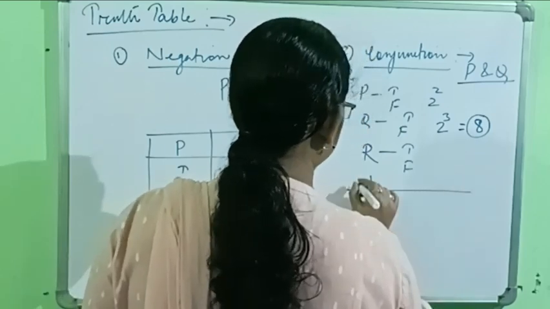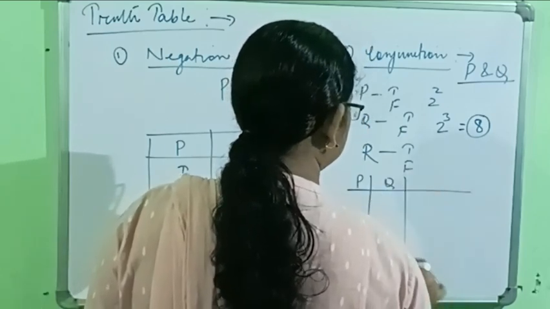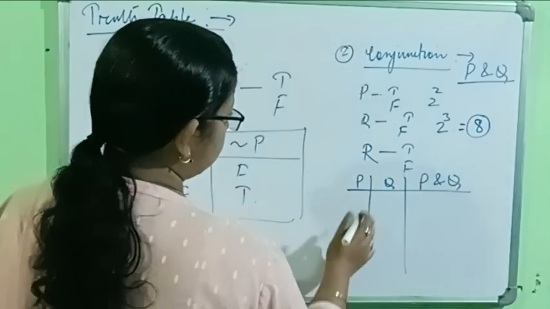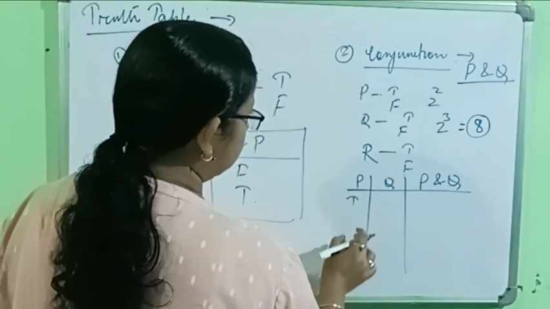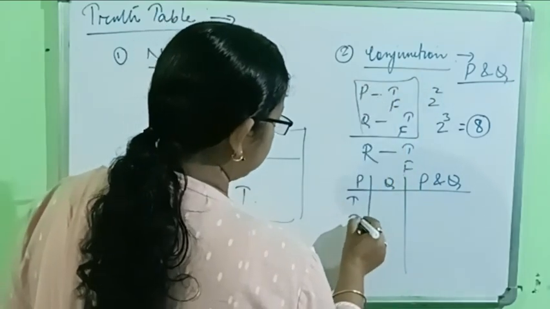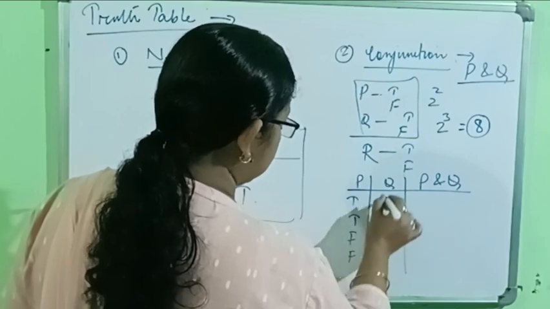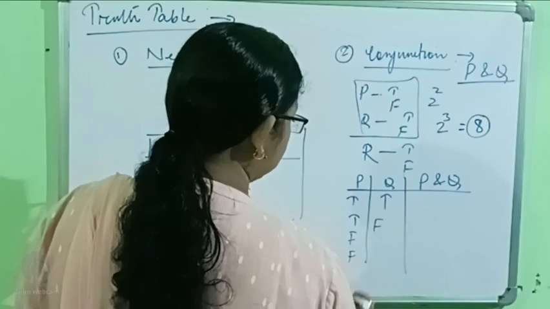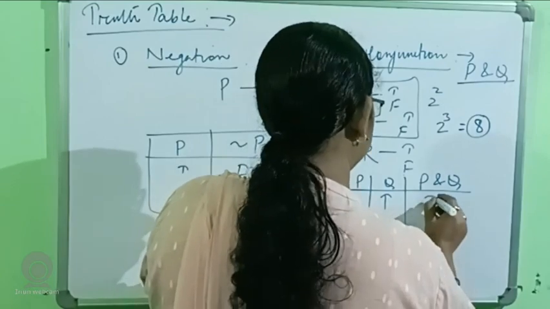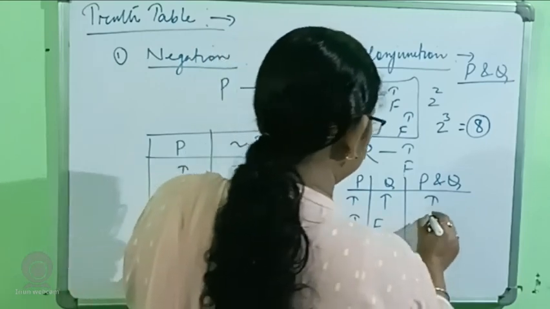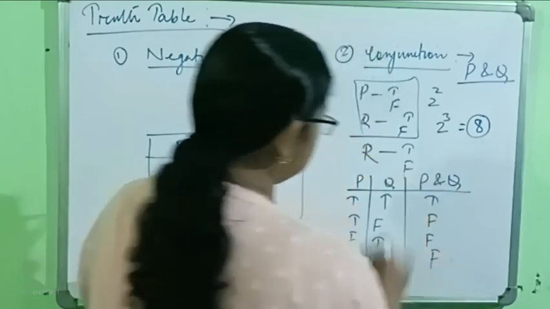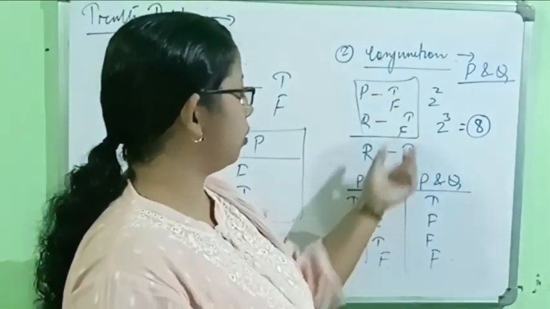And I am going to consider 2 first. Then this is P and Q. The way of writing this is: true, true, false, false. Here I will first write true, false, true, false. So true and true will be true. True and false will be false. False and true will be false. False and false will be false. This is the conjunction, the truth table for conjunction.